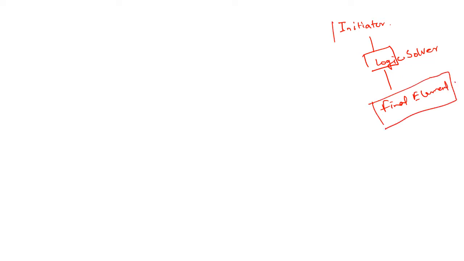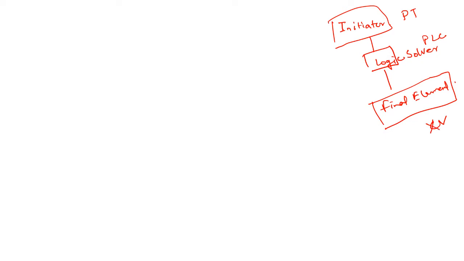Now, think of a SIS system. What the SIS system is and what it contains. To be very brief, there will be an initiator, there will be one logic solver, and there will be one final element in a SIS loop as a minimum, right? Now the initiator may be a transmitter, and then it will be connected to a PLC, and then it will be connected to an on-off valve or XV.